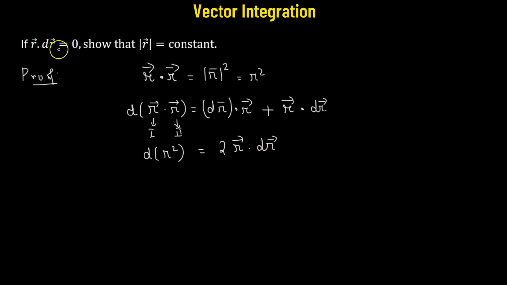And it's given that r vector dot dr vector equals 0. So we can say that d of r squared equals 0. So this is given, r vector dot dr vector is 0.